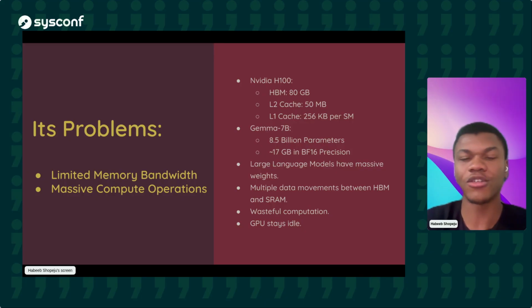Now, 17 gigabytes against 80 gigabytes of memory is fine. But the problem is that when you are running compute, it doesn't run on the high bandwidth memory. It actually runs on the GPU cores, and those do not have so much. Imagine they have about 256 kilobytes to work with. How do you fit 17 gigabytes into that kind of space?